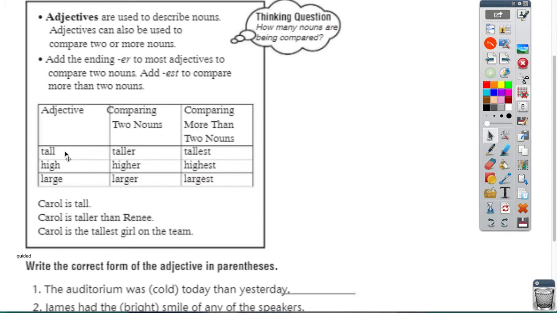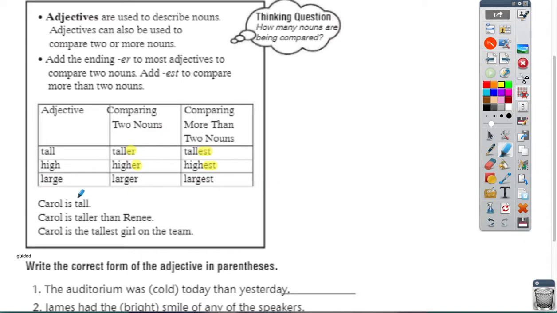Tall, how many syllables? Tall, 1. So when comparing two things, we add ER, so it becomes taller. When we're comparing more than two things, we add EST, so it becomes tallest. I'm wondering if highlighting will help you. There we go. Awesome. We have another adjective, high. Ask yourself, how many syllables? High, 1. So when comparing two things, we add ER for higher. When comparing three things, we add EST for highest.